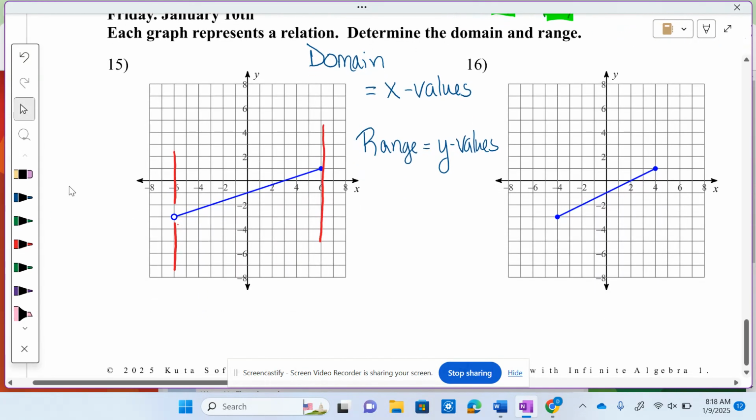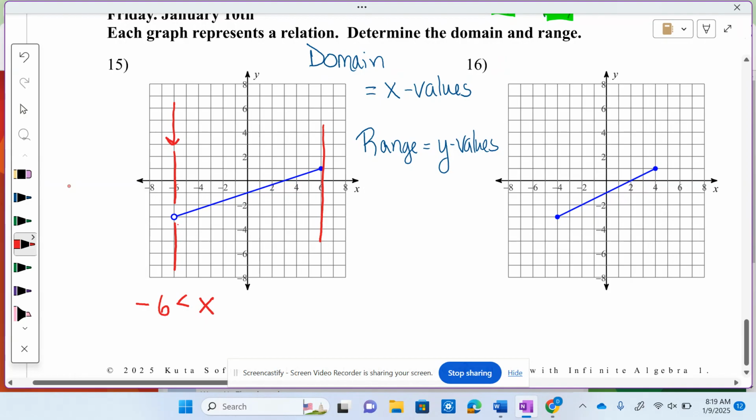So the smallest range number is what? The smallest, not range value, sorry. The smallest domain, the smallest x value is what? It's -6. And I said we use inequalities. Is that an open circle or a closed circle? It's open, so it's going to be less than. -6 is less than all of the x values.